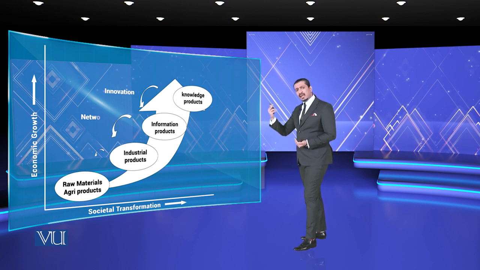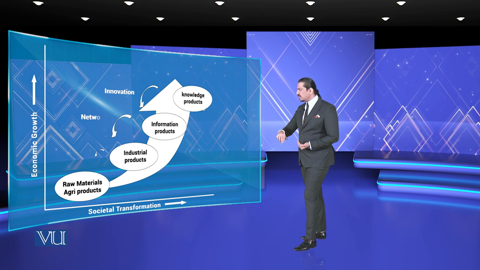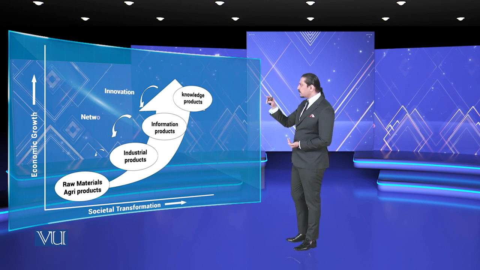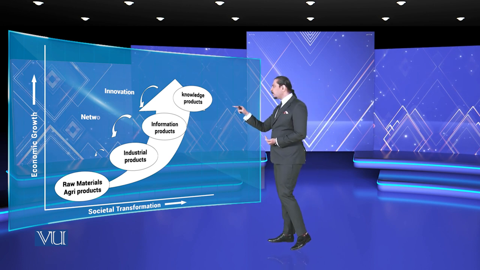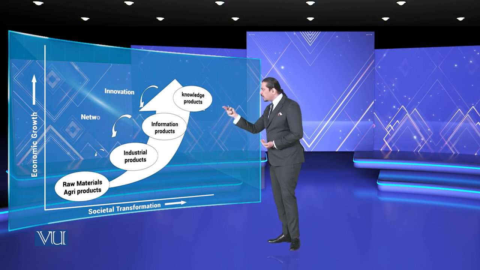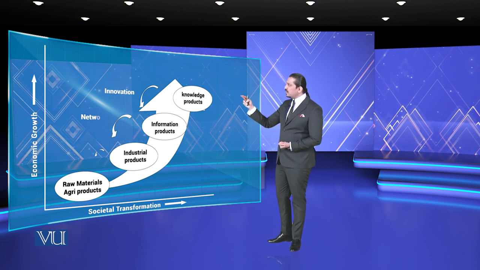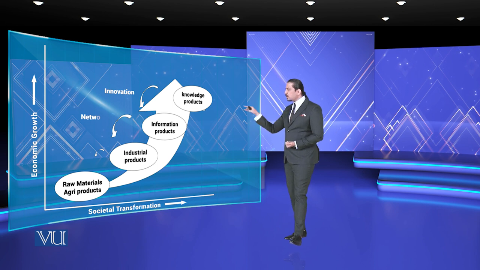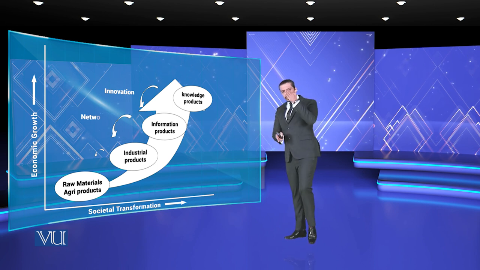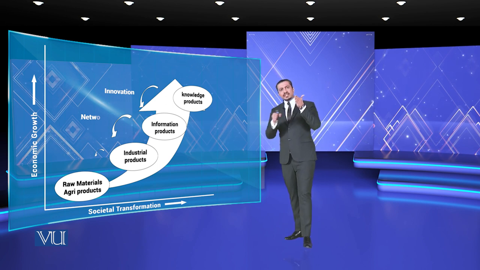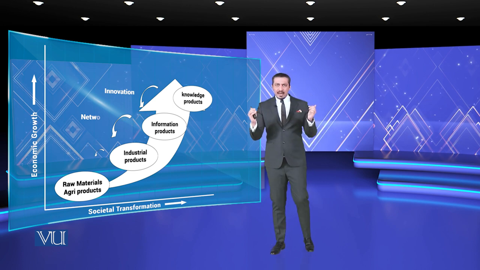So moving on, the raw material, agri-production, where is technology? Reverse effect, every action and the reversal effects. Dekhiye. Raw material, then the industrial products, information products, knowledge products. Phir jo reverse mein ja raha hai, innovation, network and technology. That goes into economic growth going up and societal transformation altogether linking up.